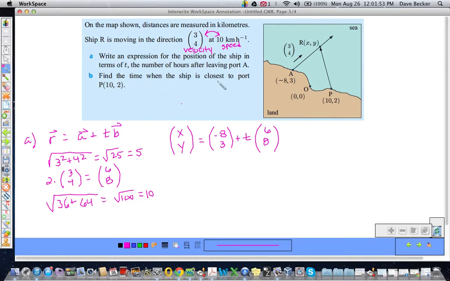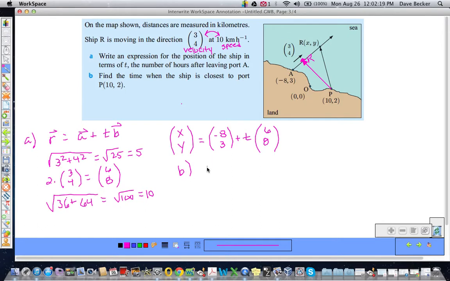Find the time when the ship is closest to the port P 10, 2. Well, that is going to happen when PR is perpendicular to AR. In other words, we got to find this point R right here. Okay, so let's work on part B. How do we go about doing that?